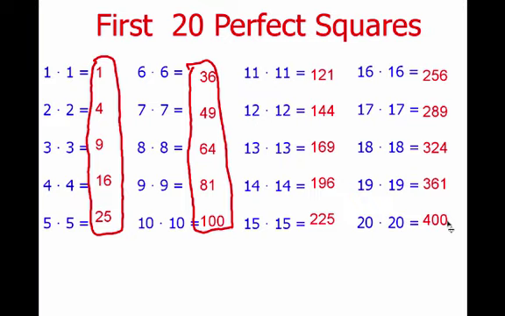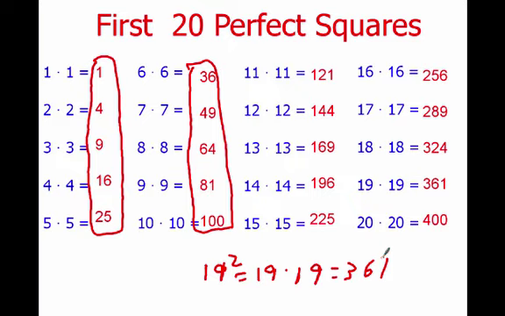Now, it is expected that you memorize these. However, you don't necessarily have to. Whenever you're not sure exactly what the perfect squares are, you can always just use your calculator and say, oh, well, 19 squared is 19 times 19. That is 361. So that is a perfect square.